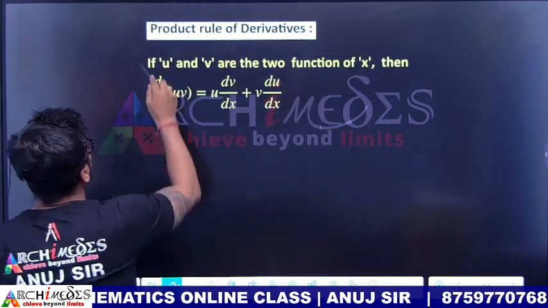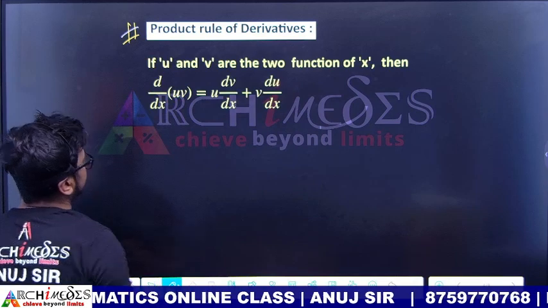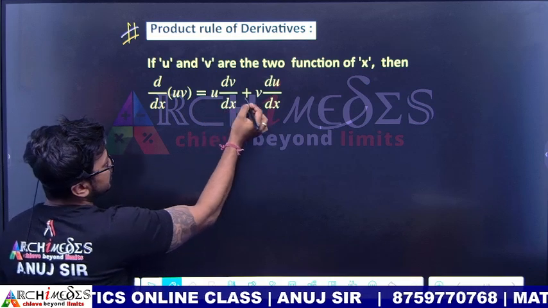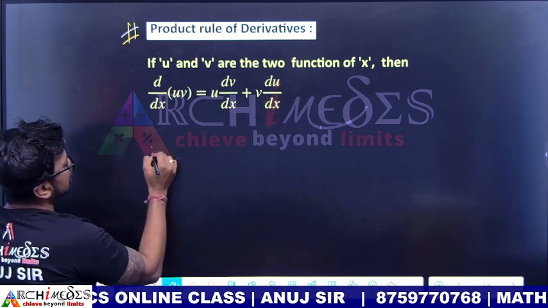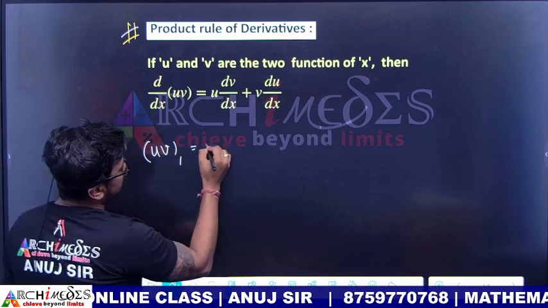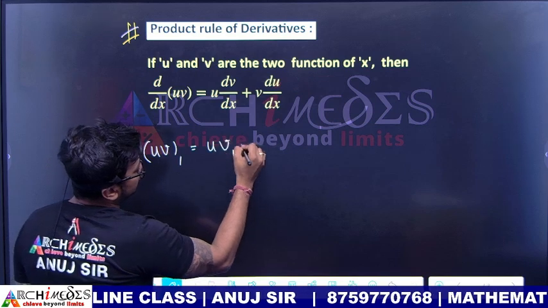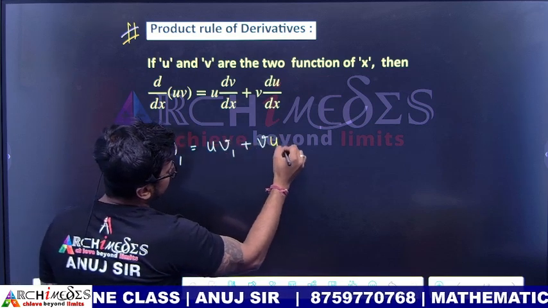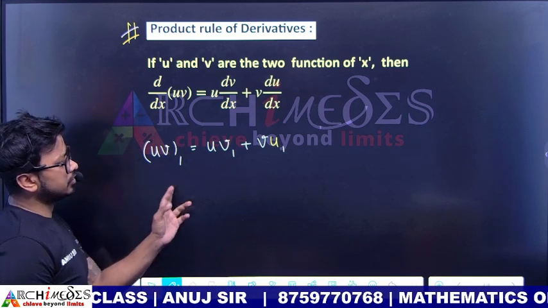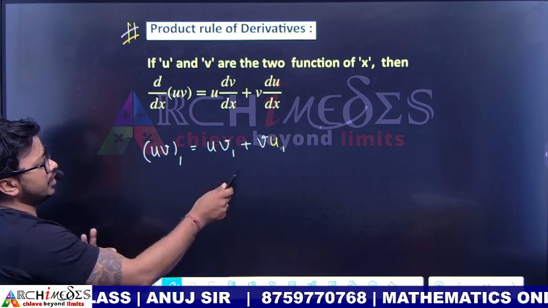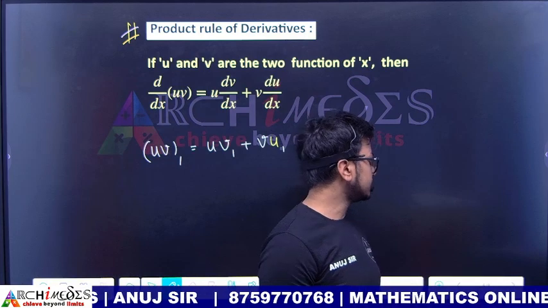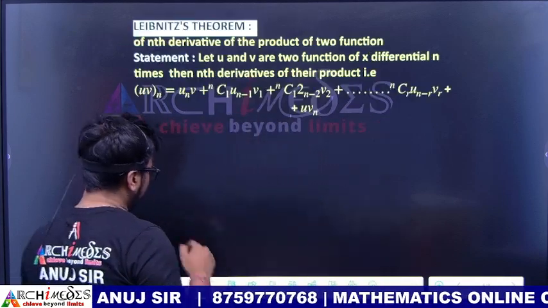Now after that you must know the product rule of the derivatives. We know that whenever we have two functions, d/dx of u times v is u dv/dx plus v du/dx, or it is written in this way, where suffix 1 means first derivative. So you can write u v1 plus v u1. Yes or no? You can write in this way also, or u1 v plus v1 u. It's the same only. Product rule. Clear? So now look over. Now Leibniz theorem.